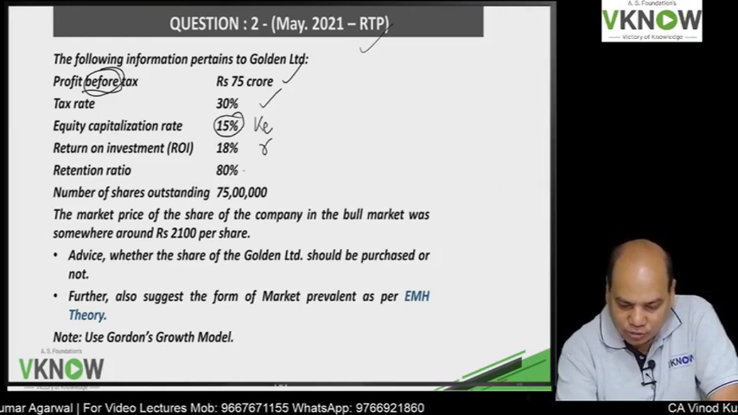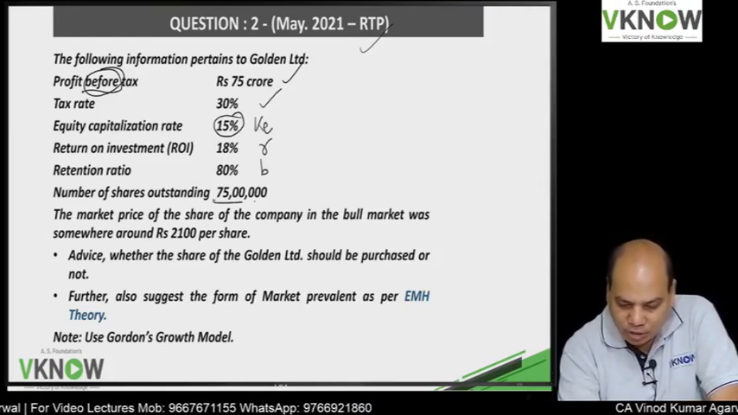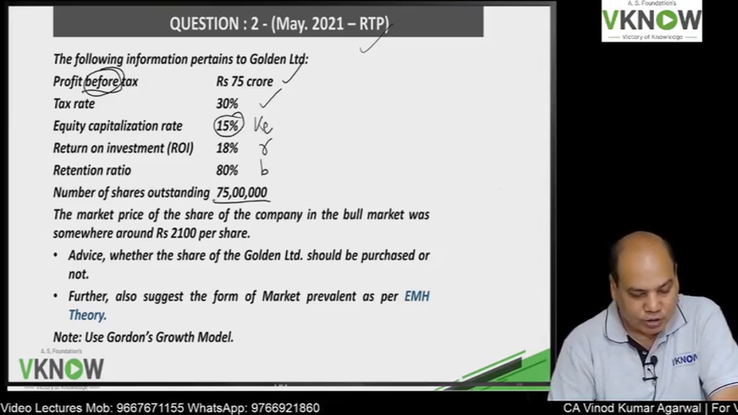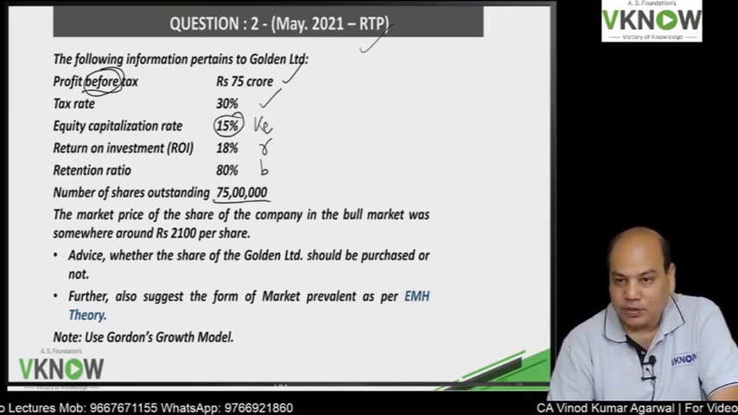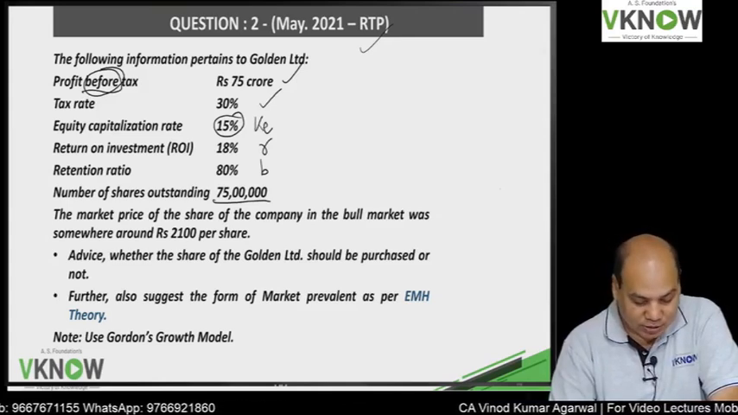18%. Retention ratio is 80%. Number of shares outstanding 75 lakh. Keep the question in front of you. The market price of this share. Question number 2. What happened? 75 lakh. I made a mistake in speaking.